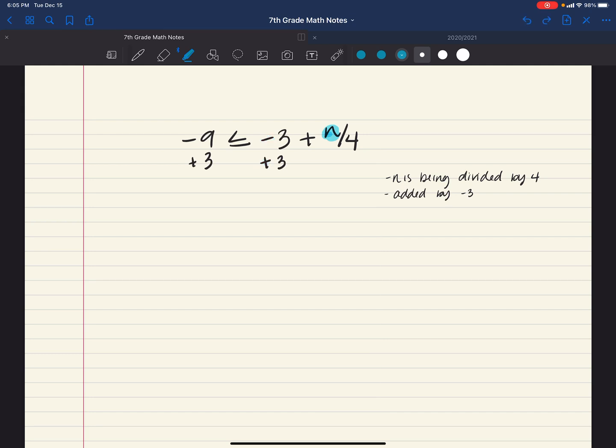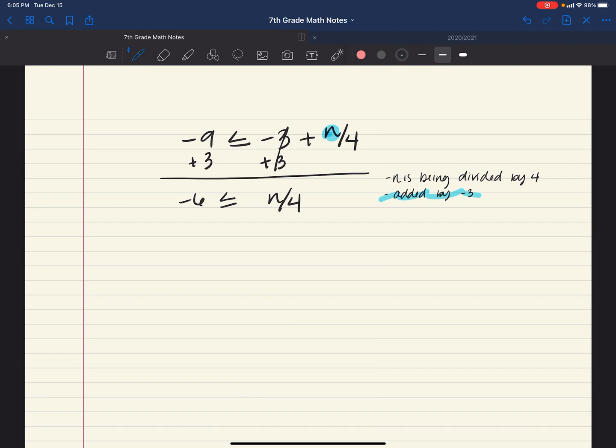So -3 plus 3 cancels each other out. And then -9 plus 3 is -6. Bring down that inequality, less than or equal to, bring down my n divided by 4. So n is being added by 3, checked it off.